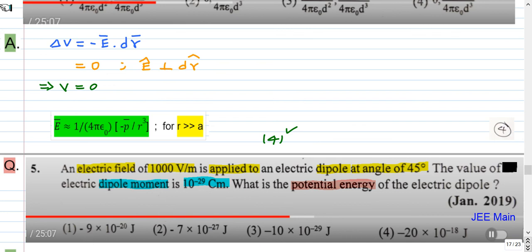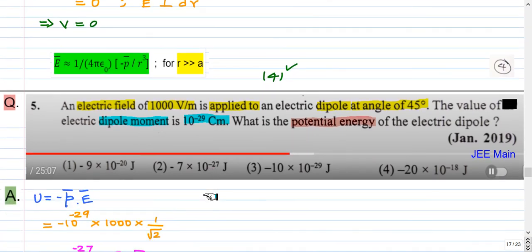This is the next question. Electric field of 1000 volt per meter is applied to an electric dipole at an angle of 45 degrees. The value of electric dipole moment is 10 raised to minus 29 coulomb meter. What is the potential energy of the dipole? You can pause and attempt this question. This is a simple question.